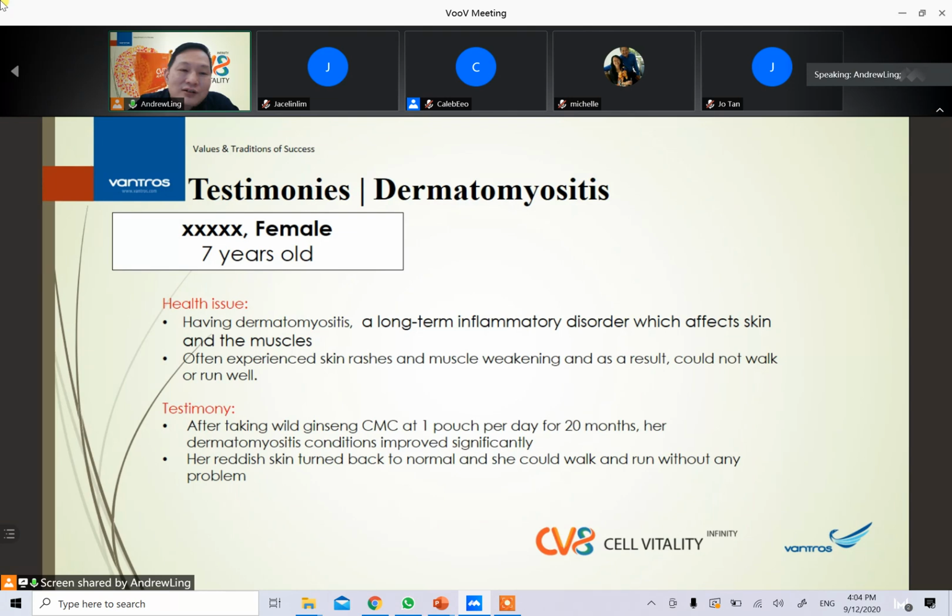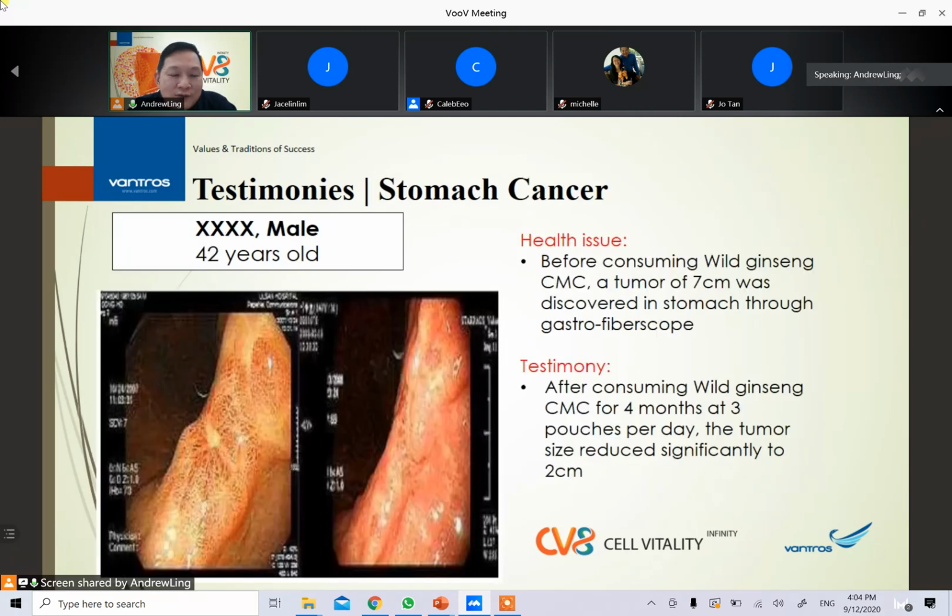And of course, this is about stomach cancer. This particular male, a 42-year-old test subject, before he consumed this wild ginseng CMC, had a tumor of about 7 centimeters discovered in the stomach through the gastrofibroscope test. After consuming the wild ginseng CMC for about 4 months at 3 pouches per day, he went back to check again, and the tumor size had reduced to about 2 centimeters. That is one case of stomach cancer.